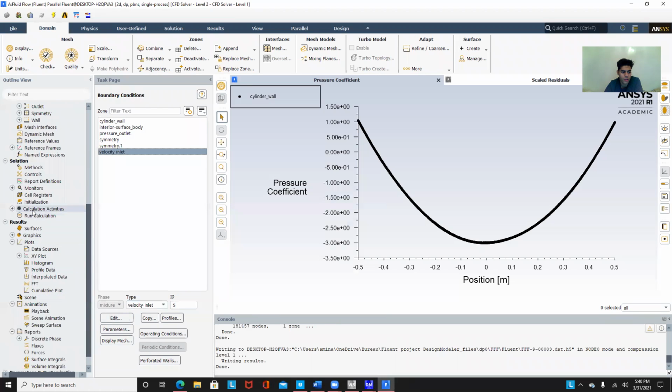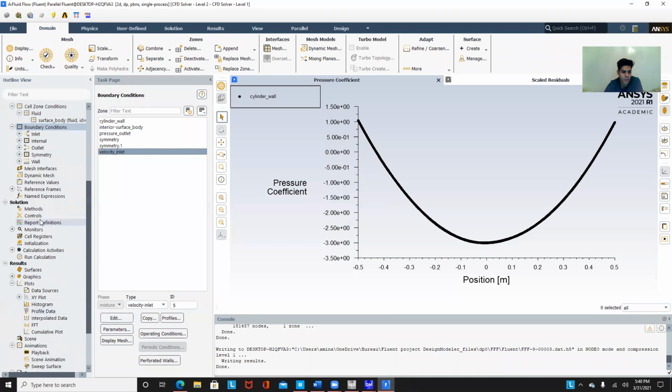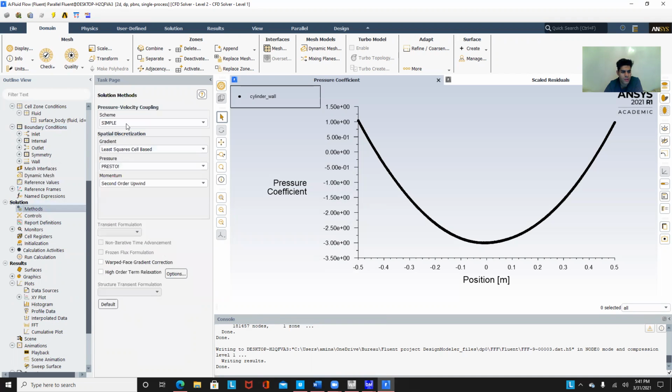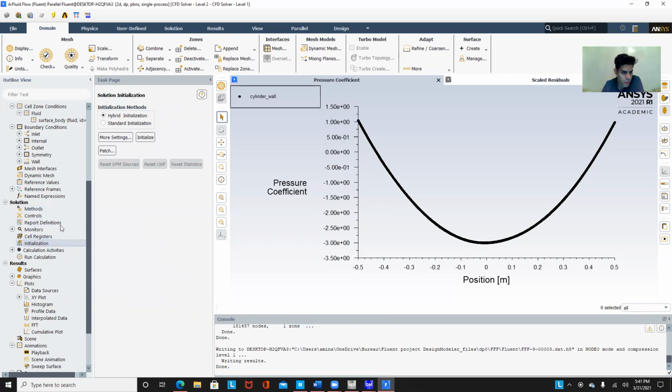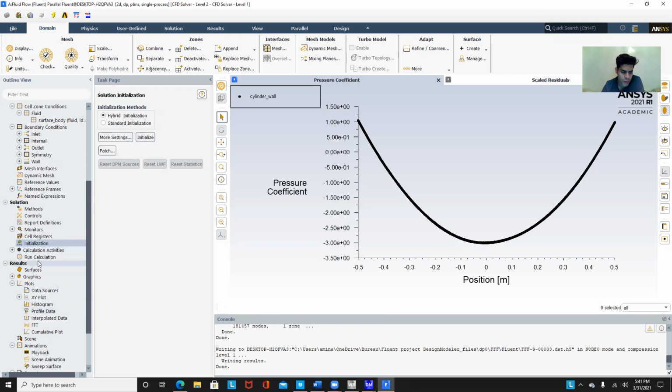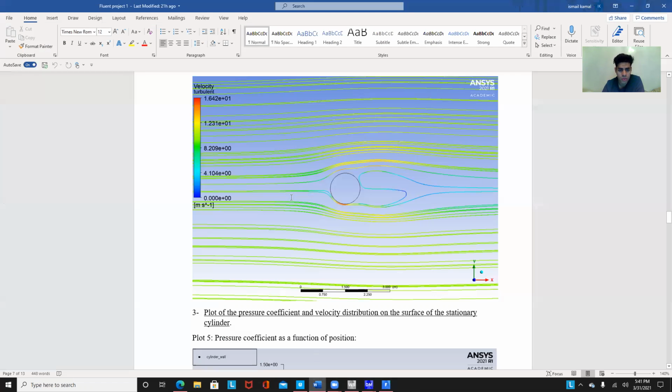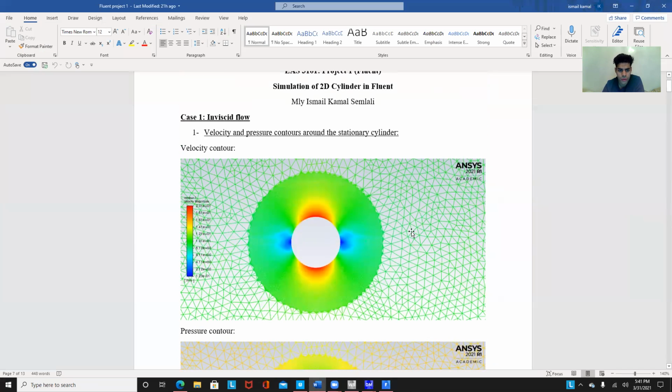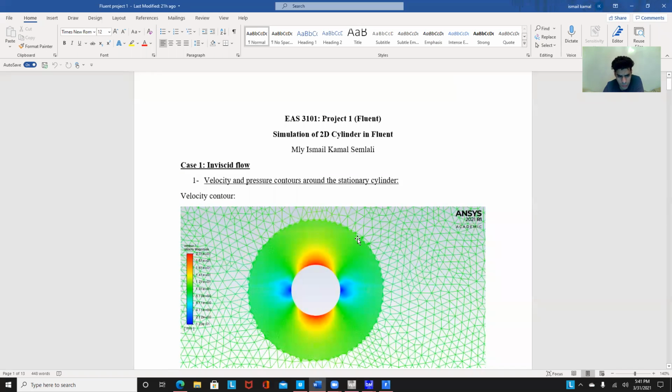After we change all that setup, we make sure that if we go to methods, the scheme and the pressure should be the same. We just need to initialize, and I used the hybrid initialization, more settings, 35 iterations, and then I ran my calculation. After I ran my calculation, this is what I got for the first case for the inviscid flow.